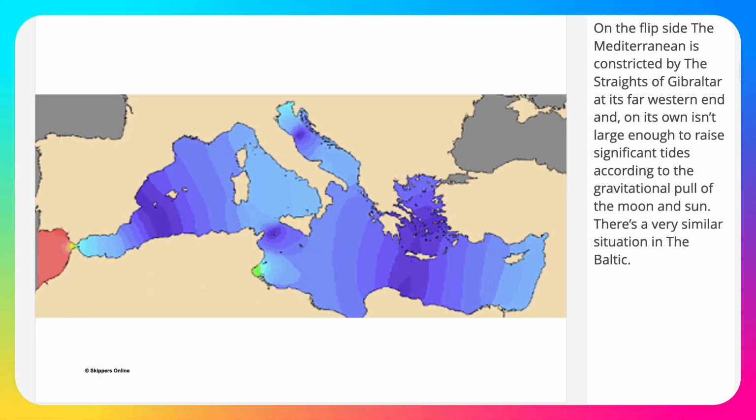On the flip side, the Mediterranean is constricted by the Straits of Gibraltar at its far western end, and on its own isn't large enough to raise significant tides according to the gravitational pull of the moon and sun. There's a very similar situation in the Baltic.